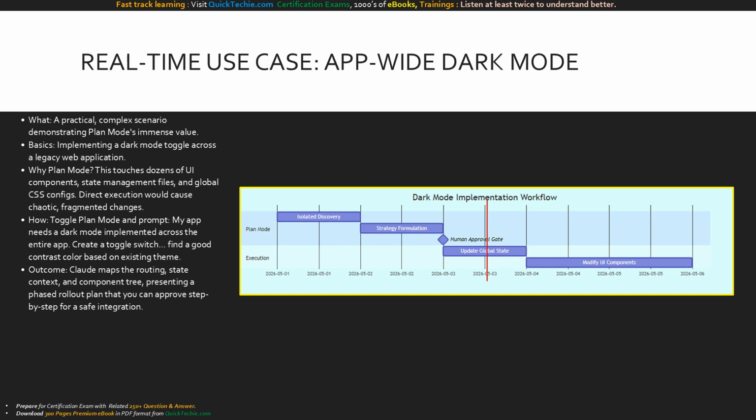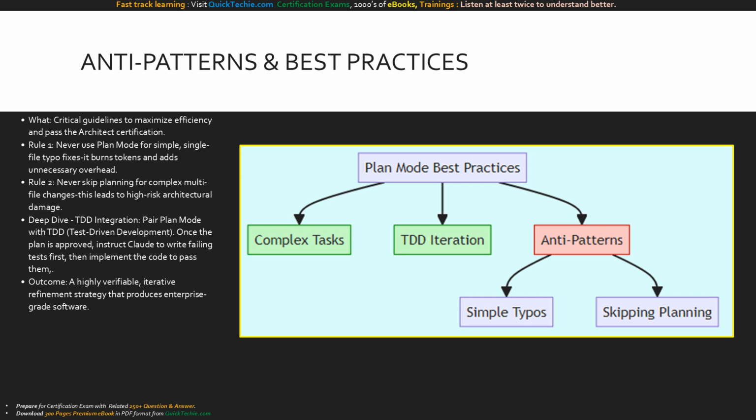This Gantt chart visualizes the dark mode implementation as orchestrated by plan mode. We begin with the isolated discovery phase, where Claude safely reads the CSS and component tree. This is followed by strategy formulation. Only after the human approval milestone do we move out of plan mode and into actual execution, updating global state and modifying UI components. To wrap up our masterclass on plan mode, let's review critical best practices and exam anti-patterns.